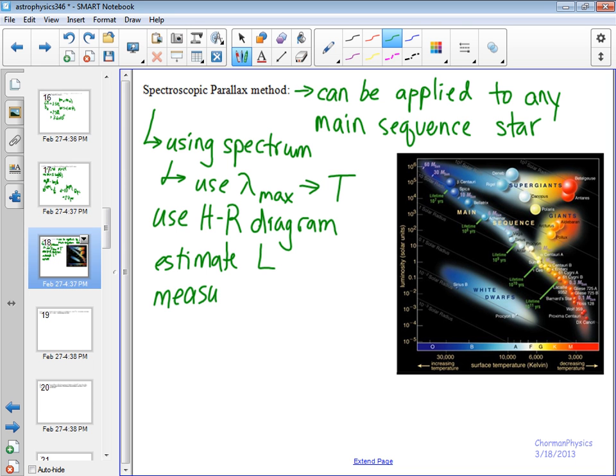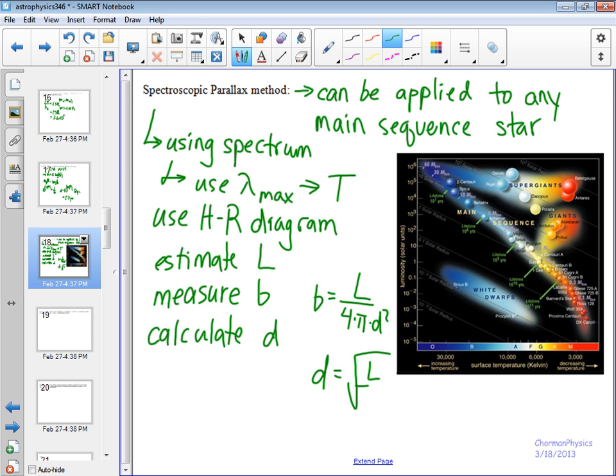And then from that, we measure b, and from there calculate the distance. The way that we can do that is given that b is just equal to the luminosity all over 4 pi d squared. We can solve for d, which is the square root of L all over 4 times pi times b.